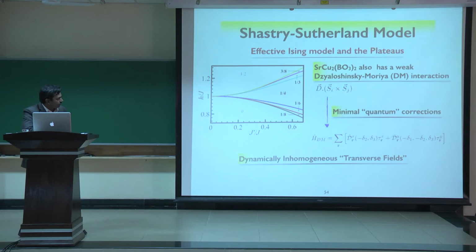So the minimal model, therefore, if we have to think about the physical strontium copper borate problem, is the Ising problem, or the simple density-density interaction of hardcore bosons, plus a small amount of transverse field due to the DM interaction. And interestingly, the moment we include this weak but physical effect which is present in the system, that neat particle-hole symmetry is broken.